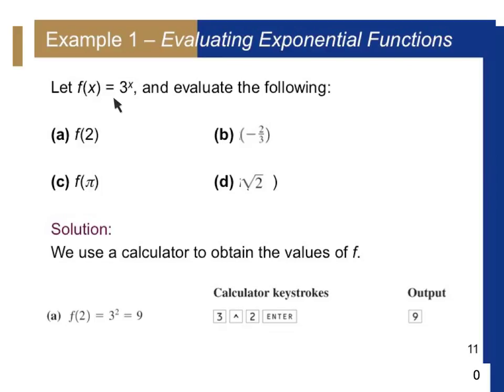So a quick example. Let's say we have our base of 3. So f of x equals 3 to the x, and we're looking at f of 2. So we're going to look at 3 squared. f of 2 would be 3 squared, which is 9.